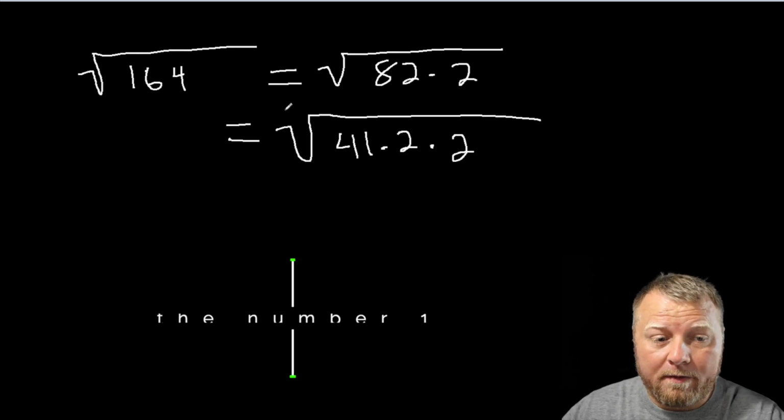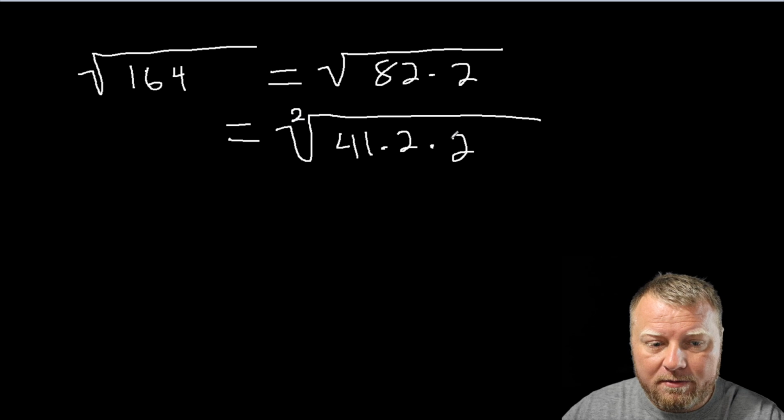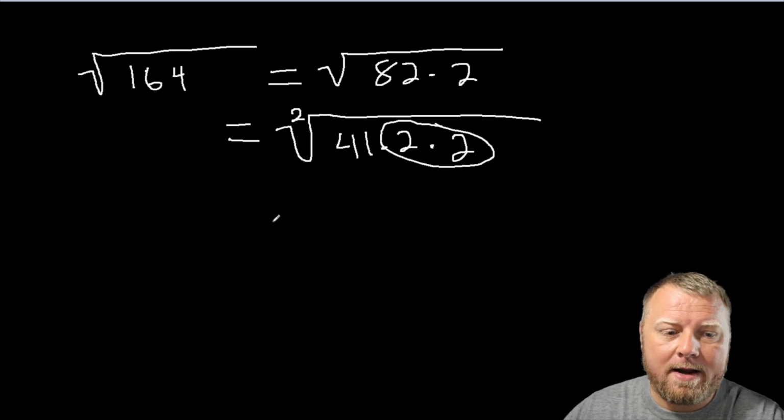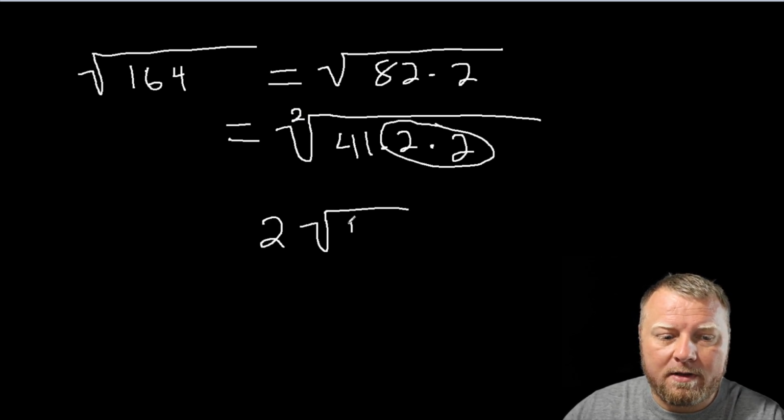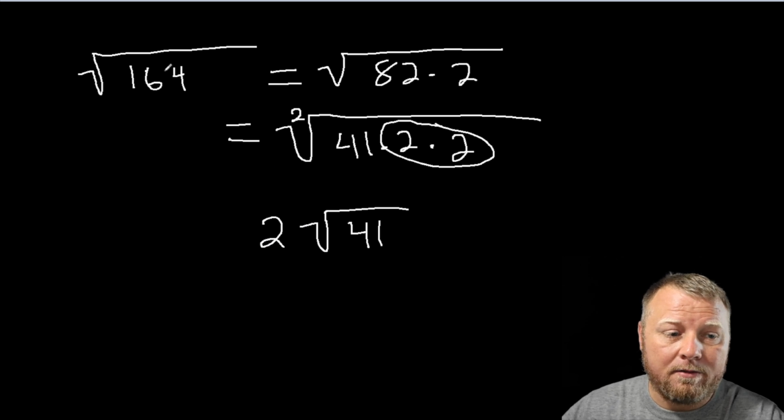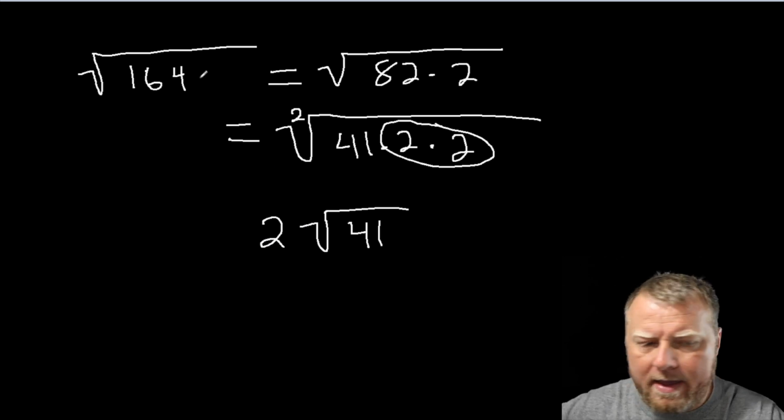But I do have one group of 2. Remember that little 2 there? So we have these 2's here, and we can pop that thing right out. Say 2 square roots of 41 is equal to the square root of 164.